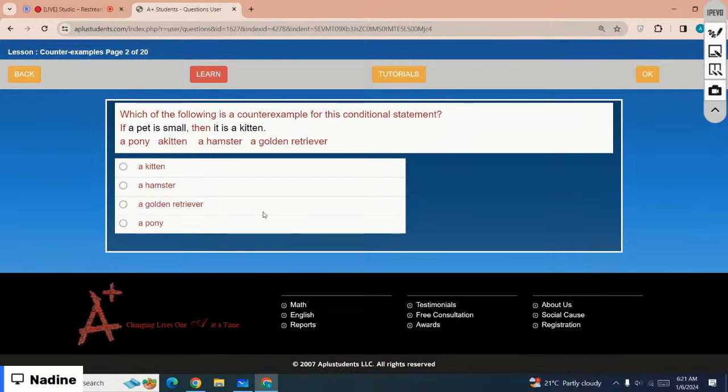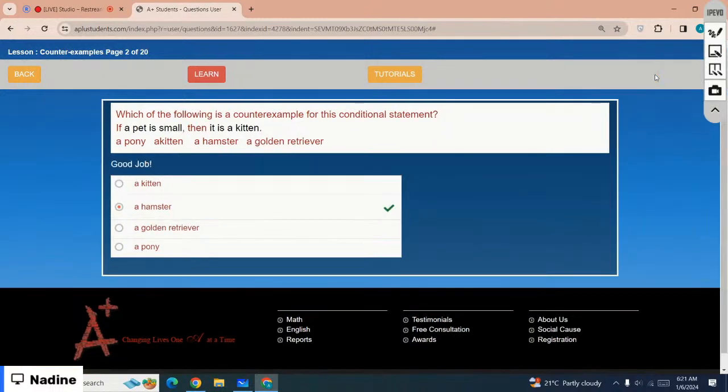For the next one, a hamster, the hypothesis is true. If a pet is small, right? But the conclusion is false. It is not a kitten. So the correct option is a hamster, right? Because the hamster is a pet. For the hamster, the hypothesis is true, but the conclusion is false. So the correct option is a hamster, right?